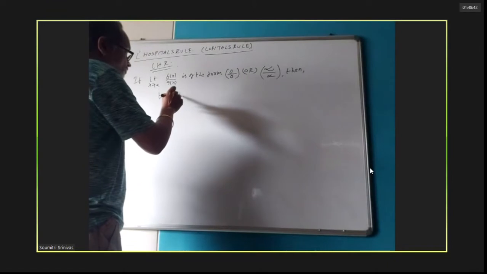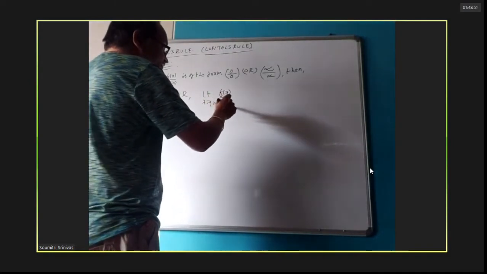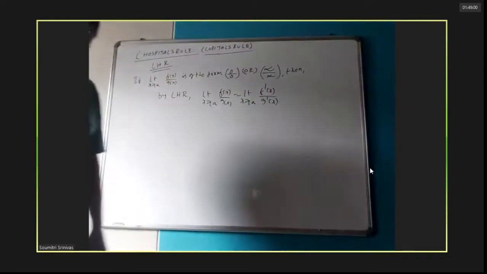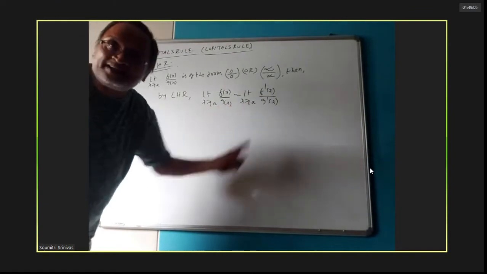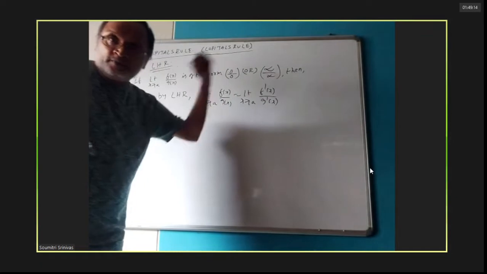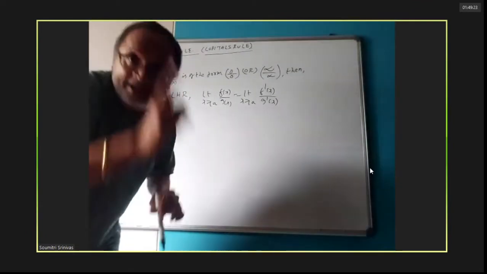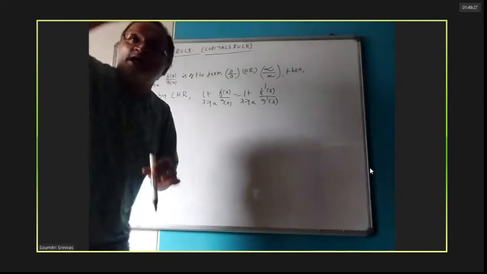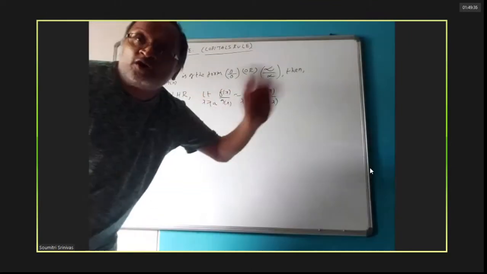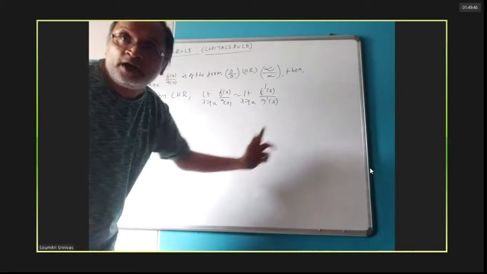by LH rule, limit x extending to a, f of x by g of x is equal to limit x extending to a, f dash x by g dash x. What does f dash x by g dash x stand for? Differentiate numerator, differentiate denominator. Is this applied for all indeterminate forms? Answer is no. LH rule answers only two indeterminate forms. What are they? 0 by 0 and infinity by infinity. For all other indeterminate forms, manipulate them to 0 by 0 or infinity by infinity and try to apply LH rule.